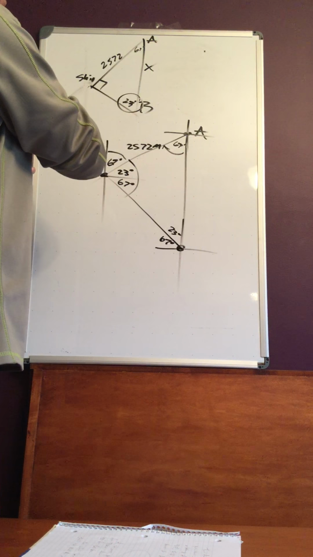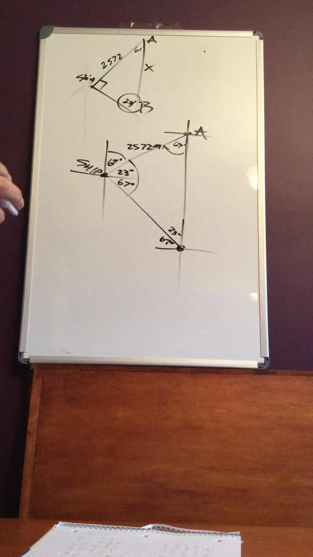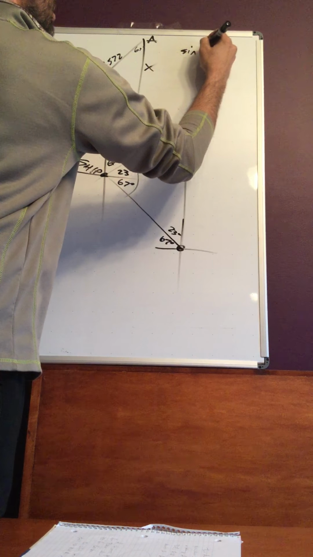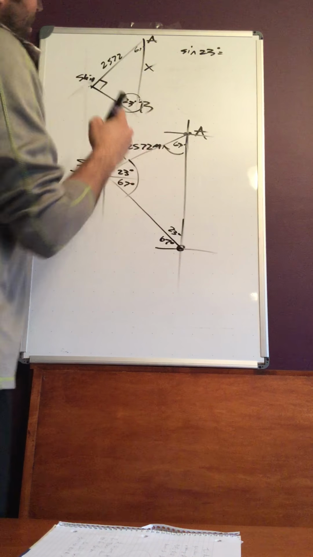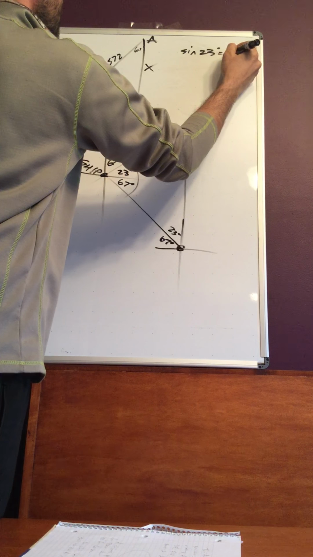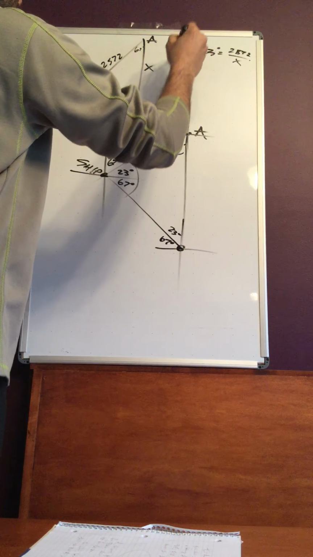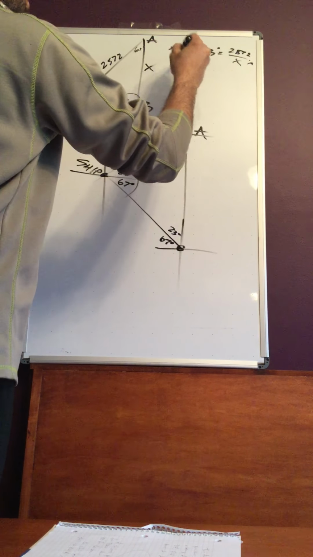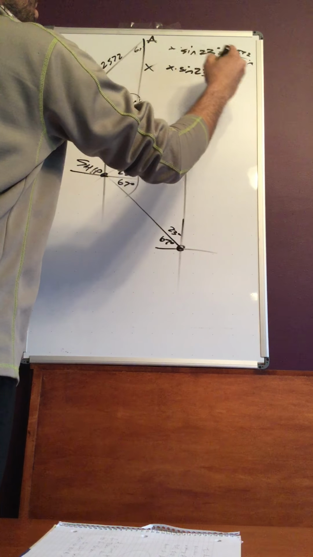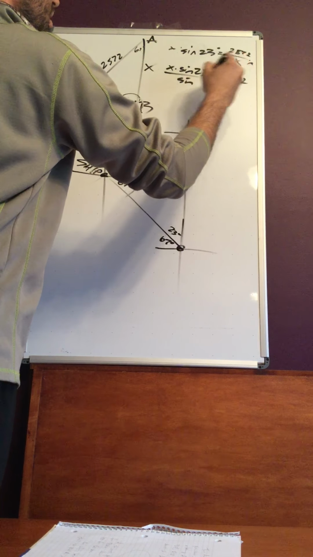If I use this 23 degree angle, I can just use opposite over hypotenuse, sine. So sine of 23 degrees is equal to 2,572 over x. I'll multiply both sides by x, and I will divide both sides by sine of 23.